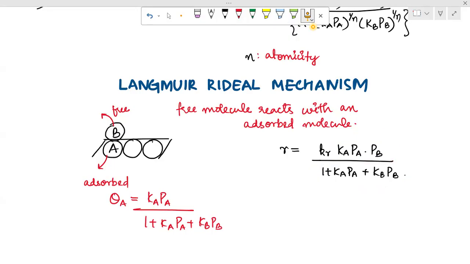Detailed mechanisms again are discussed in the classes. So please watch the classes if you have not, or else these are the only formulas from where questions of surface chemistry would be asked.